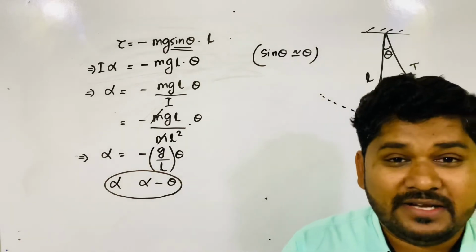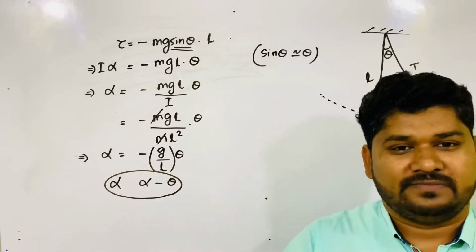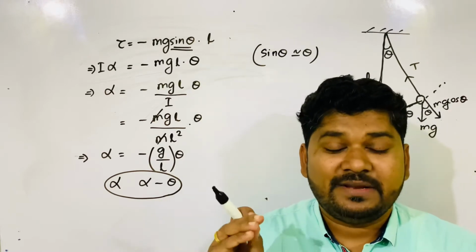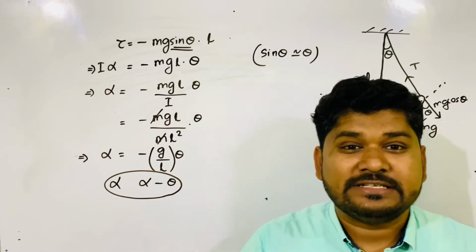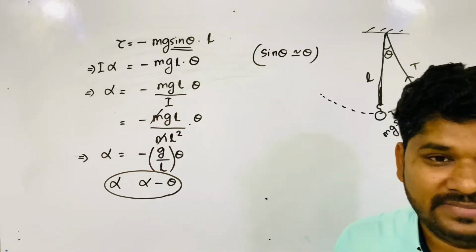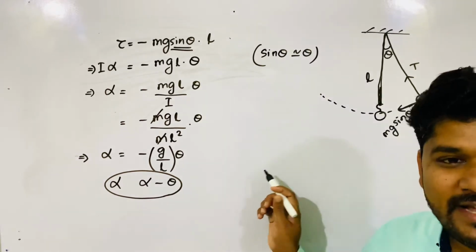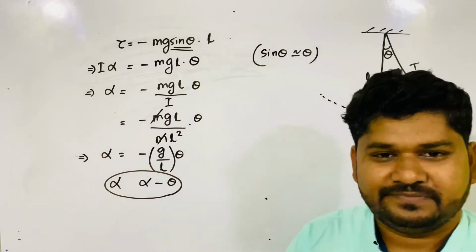So the pendulum executes simple harmonic motion. We'll write here, so the pendulum executes simple harmonic motion. One line you have to write there, otherwise teachers will not give you marks. So the pendulum executes simple harmonic motion.